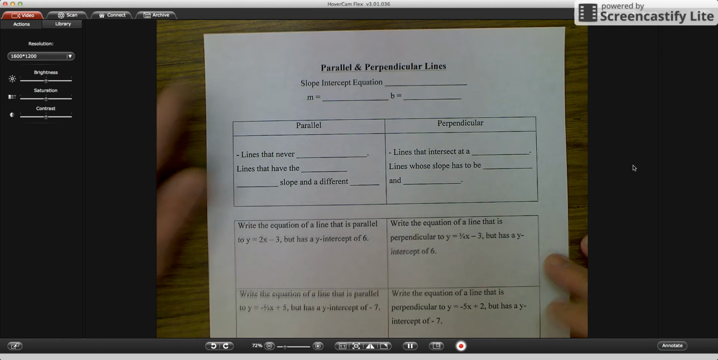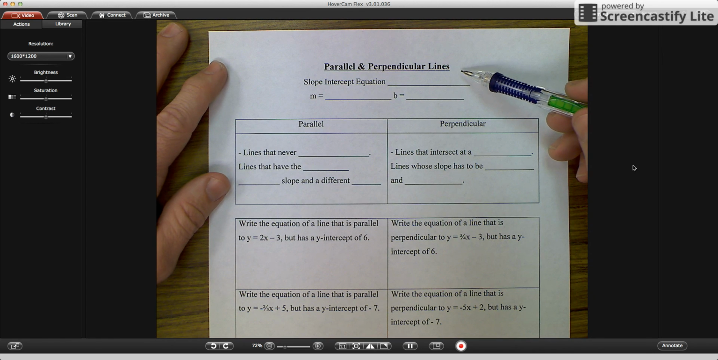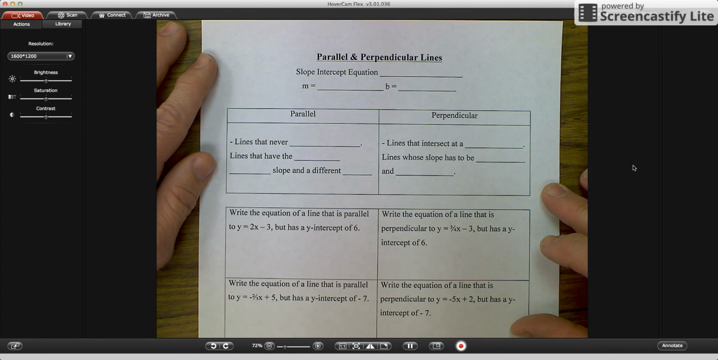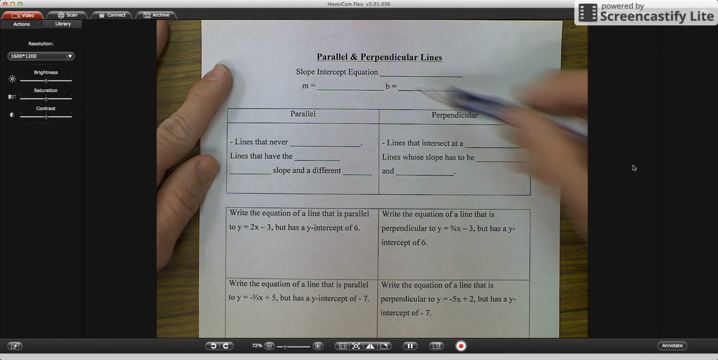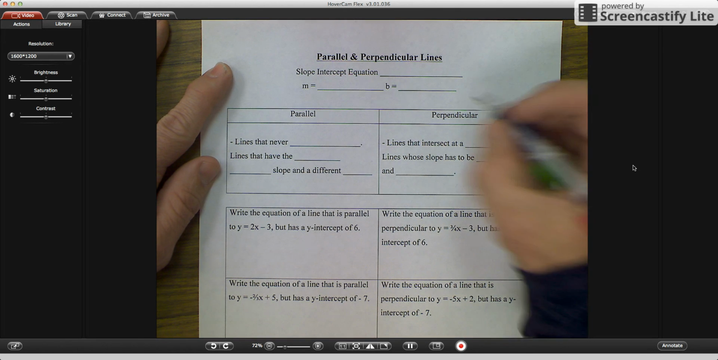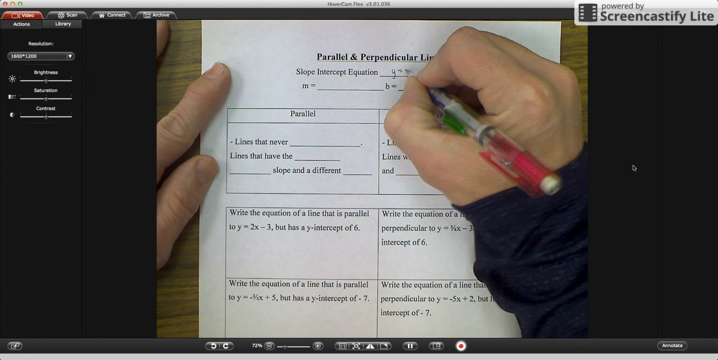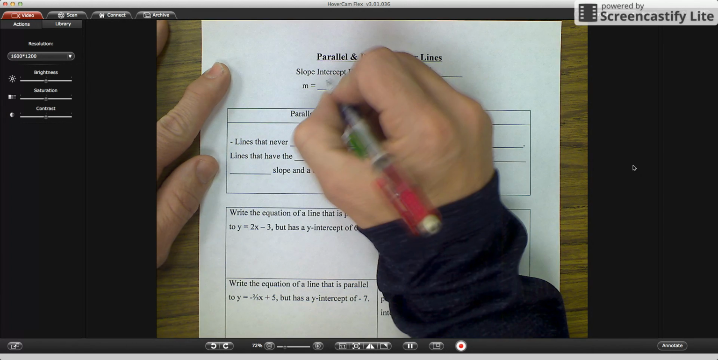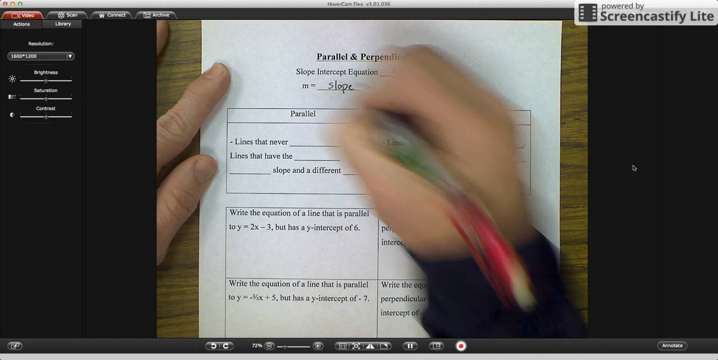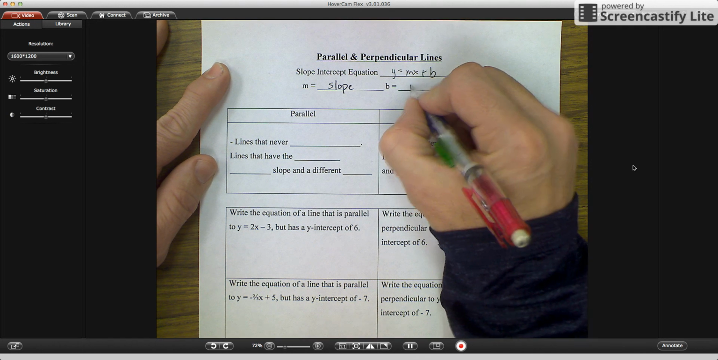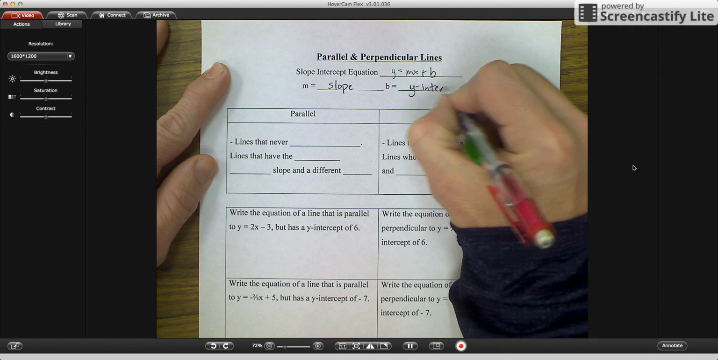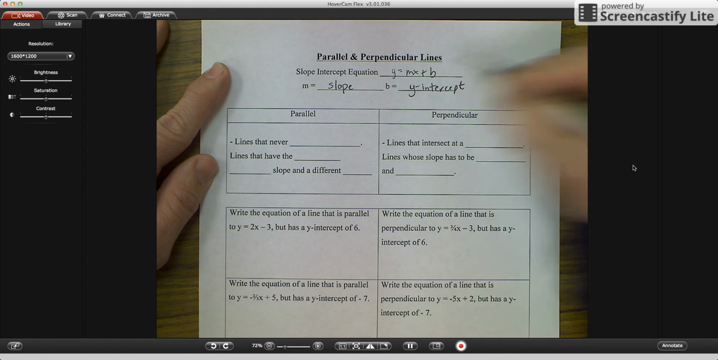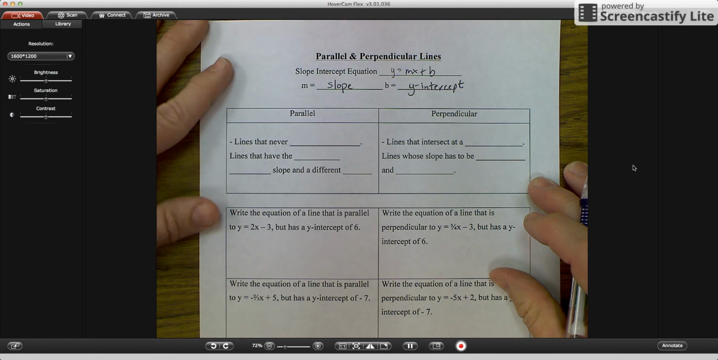Okay, today's topic is parallel and perpendicular lines. So we're going to be writing equations of lines that are parallel and perpendicular. But first we need to remember what the slope-intercept form equation is. Slope-intercept form equation, y equals mx plus b, where m is your slope and the b is your y-intercept. Okay, so that's very important, something that we covered in first semester and have that written down.